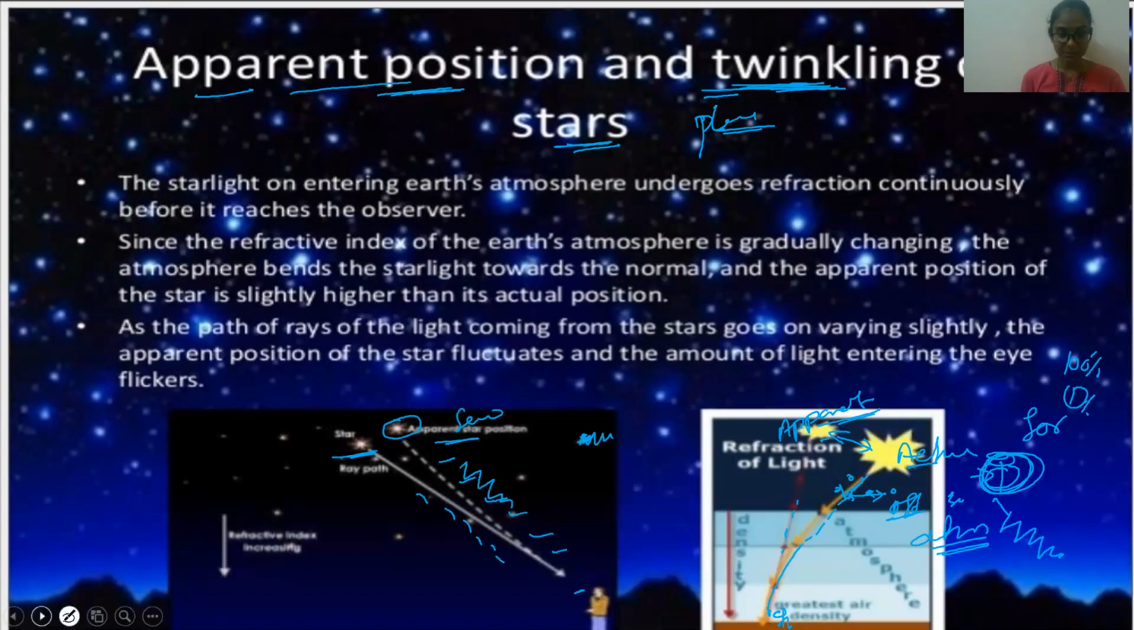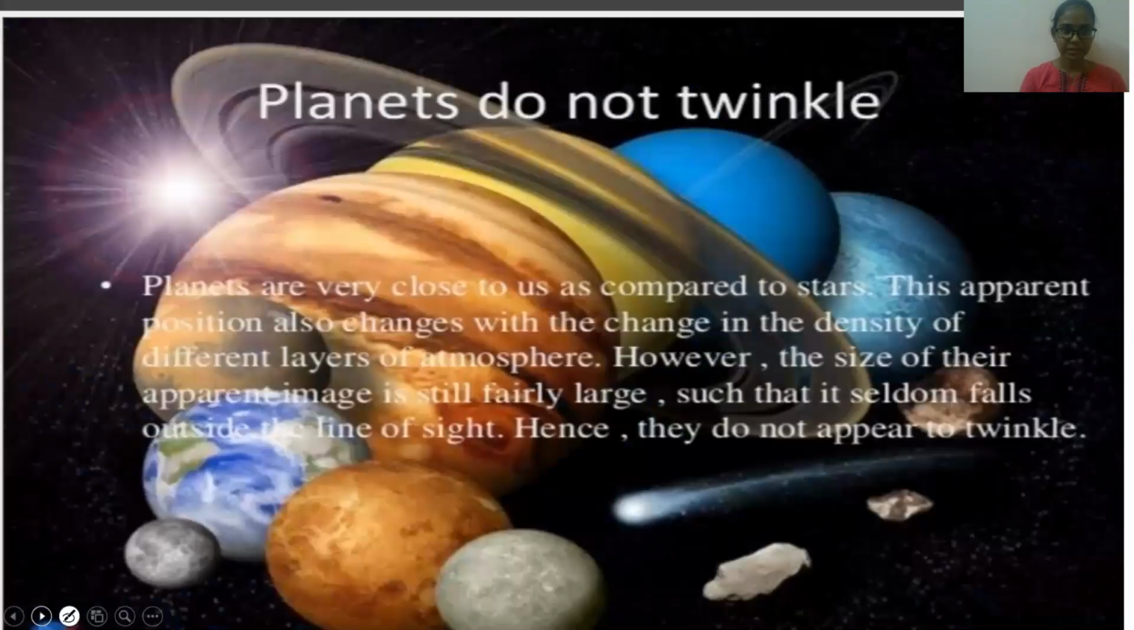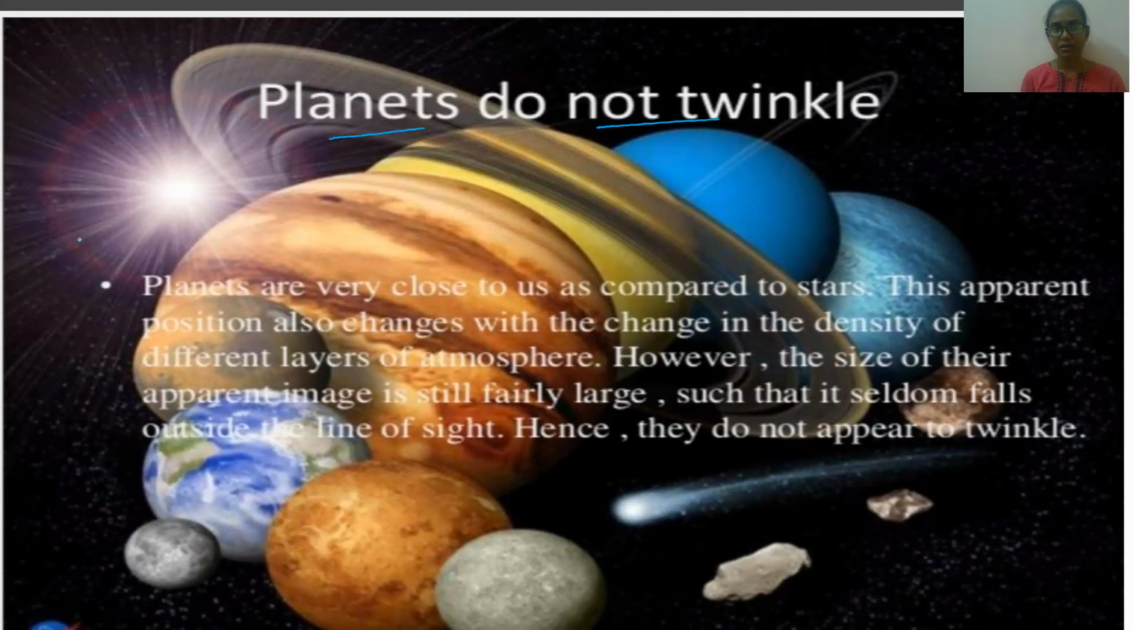Because of atmospheric refraction. Okay. And the next effect is that the planets do not twinkle. That is what we can see in the night sky. If you observe for two to three minutes, you can see that some objects do not twinkle, but some objects keep on twinkling.